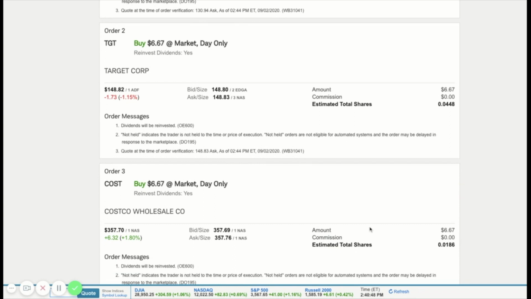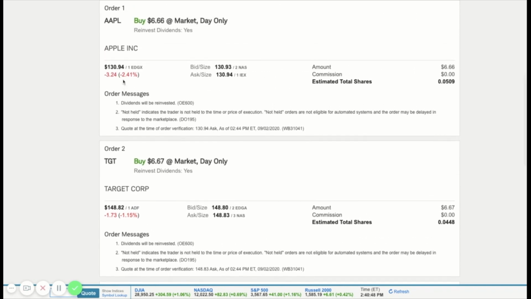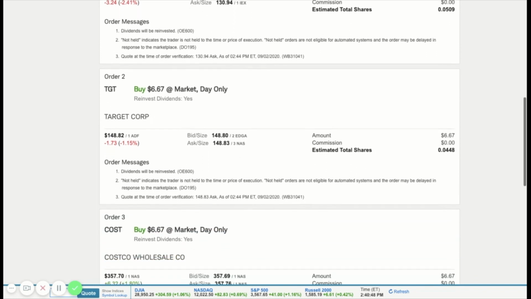If you notice, all of those shares are different. It's because the price of each one of these companies for one full share is different. I get less of Costco because one share of Costco is $357.70. I get a little more of Target because one share is $148. And I get a little bit more of Apple because one share of Apple is $130. That means my $6.66 is a fraction of this $130. I hope that's clear. If it's not, put it in the comments and we'll try to work it out for you, okay?